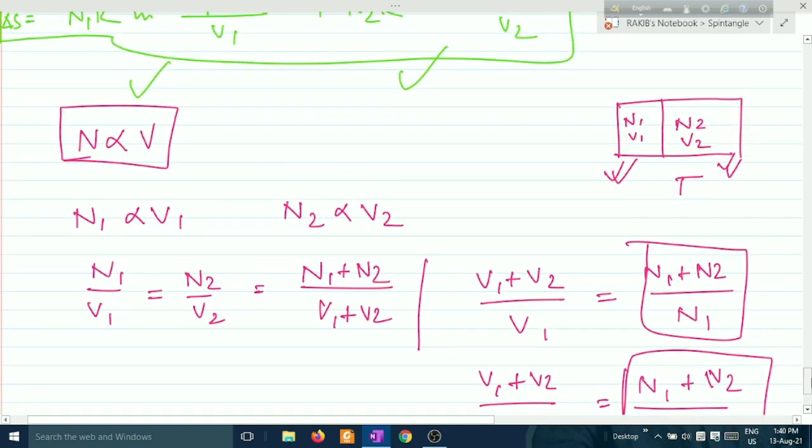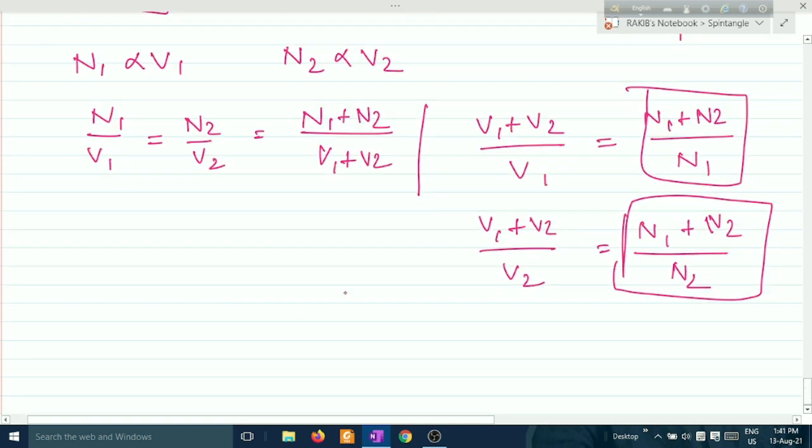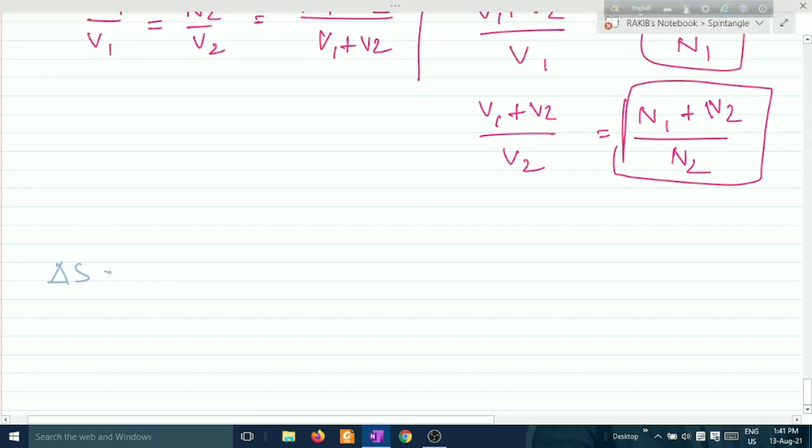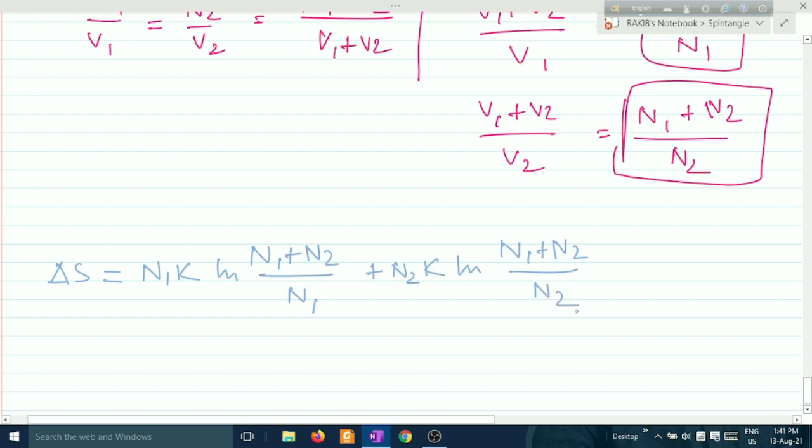Therefore, let me change the ink, del S becomes n1 k ln((n1 plus n2) by n1) plus n2 k ln((n1 plus n2) by n2). This is the formula in terms of number of particles.